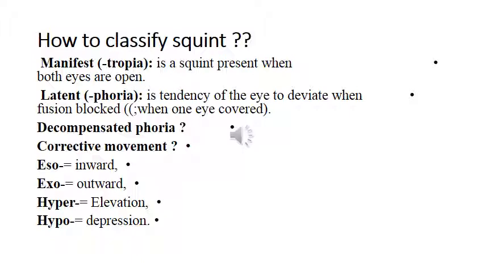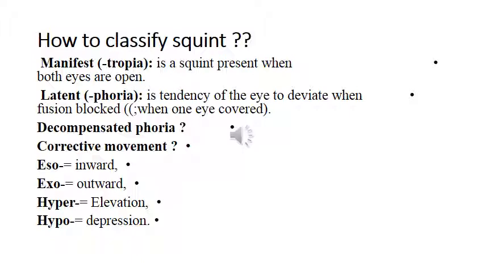This happens when this person has weak fusion. He cannot keep his or her eye straight for a long time. He will develop tropia at some times. Corrective movement occurs during the cover and uncover test, which is the test we do to determine the type of sequent, the degree of sequent, and so on.